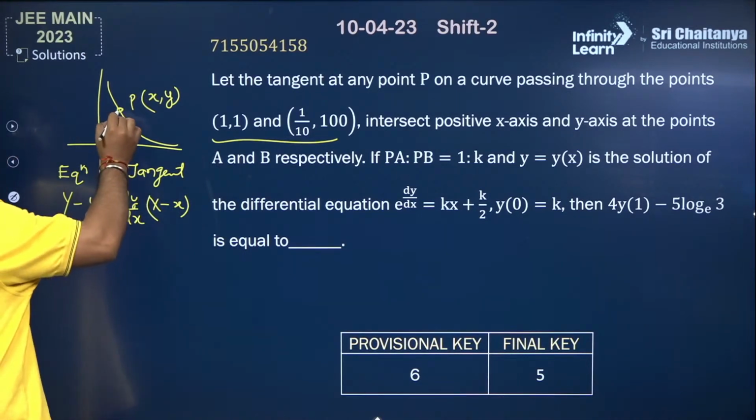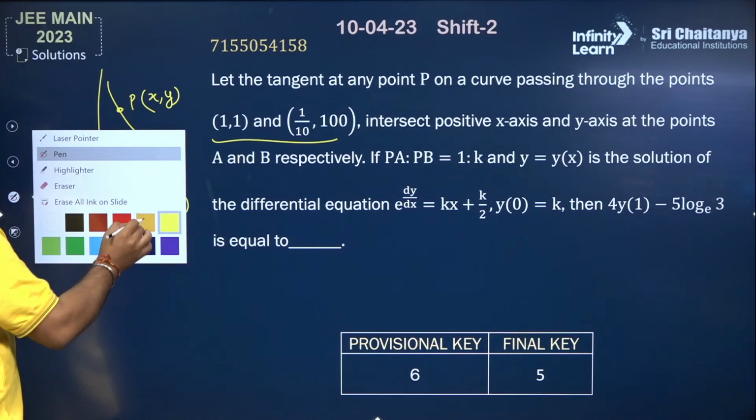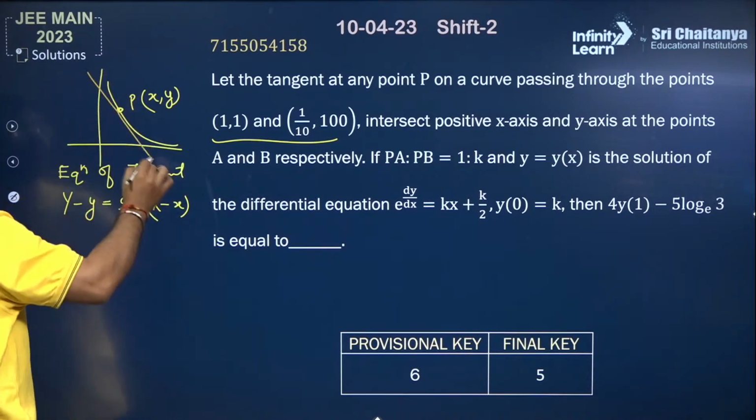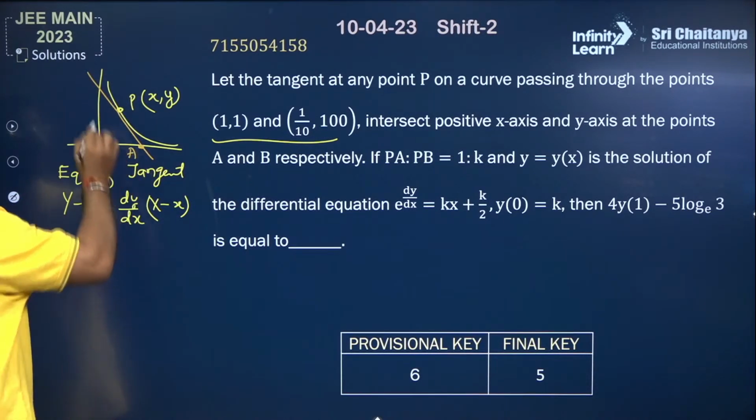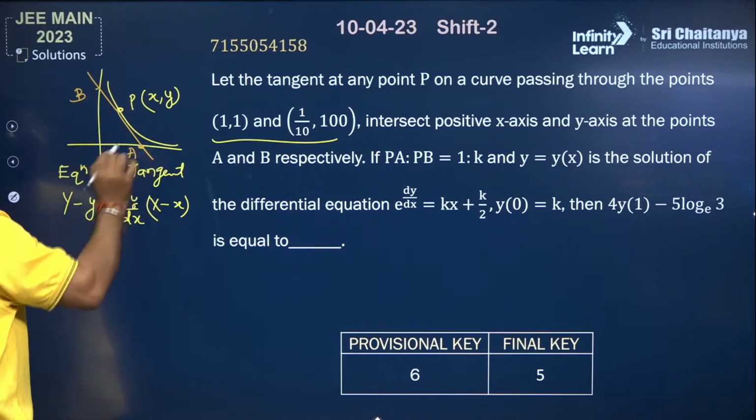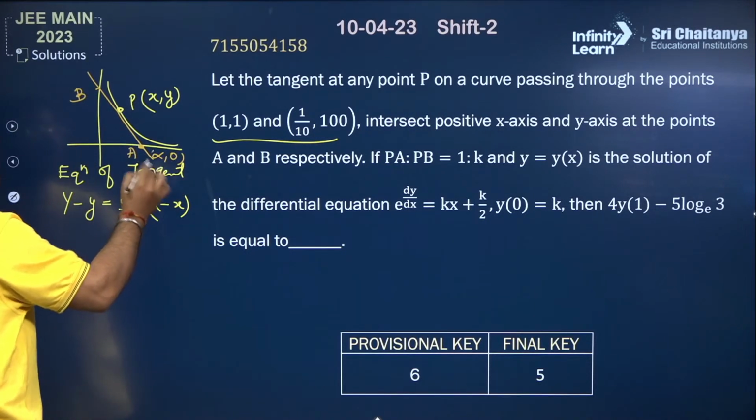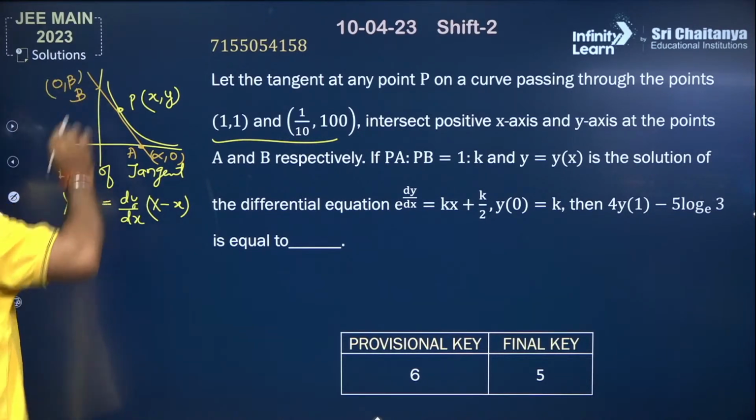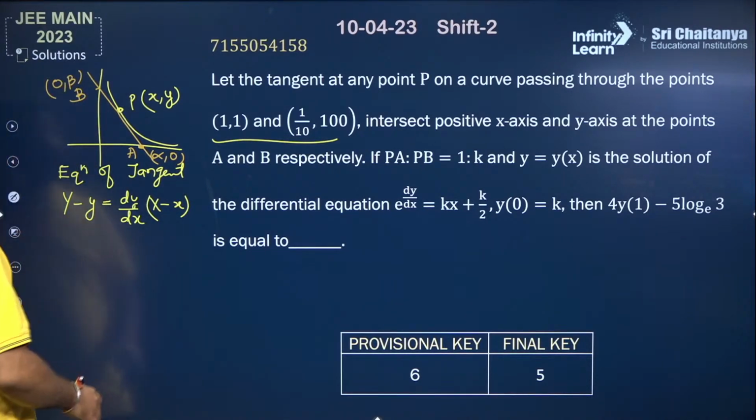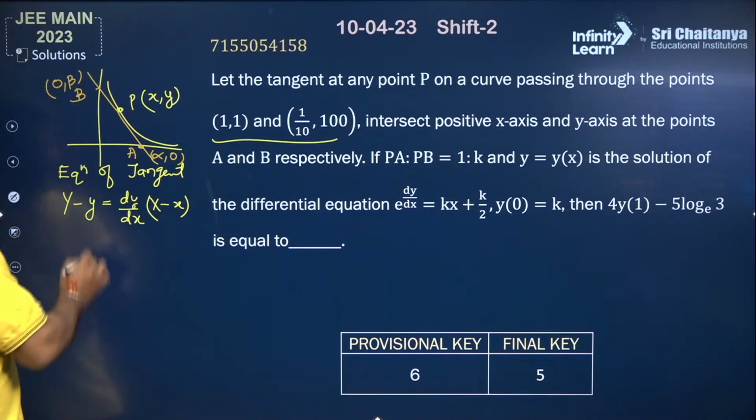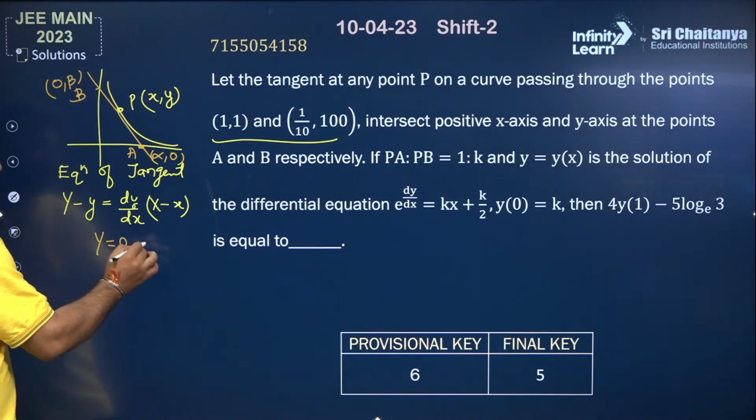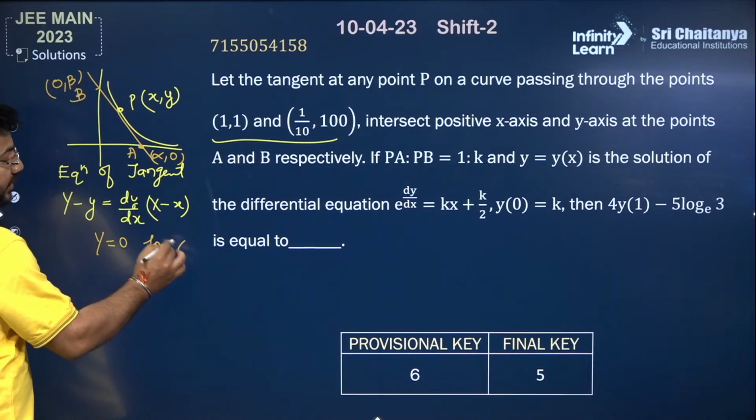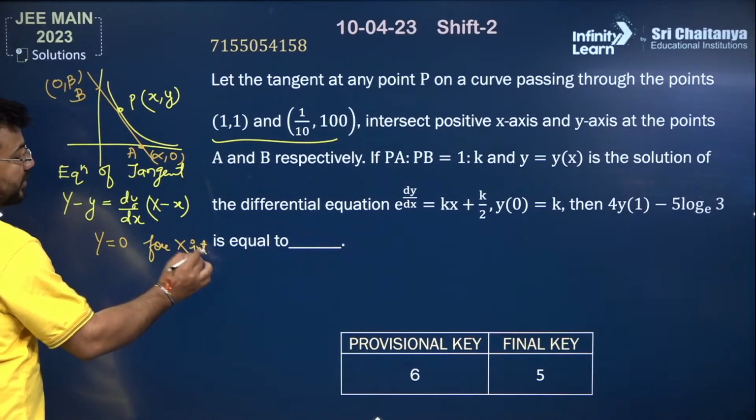So here I have dropped a tangent, and after dropping a tangent what I observe, this tangent intersects at the point A and B on the x axis and y axis. Let us assume this point to be alpha comma 0. Let us assume this point to be 0 comma beta because it is lying on y axis. Now I want to get the x intercept. For x intercept capital Y is equal to 0.